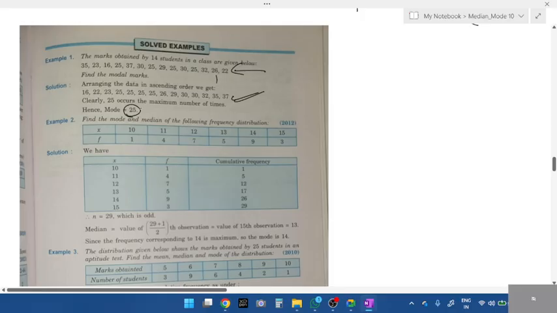Is it clear? They might ask you one question. They'll tell you to find, in MCQ, mode minus median. What's the answer for mode minus median, student? What is the mode value? Mode is 25. Same question, what is median? How do you find median? What's the concept for median? Find the value of n. How many terms are there?